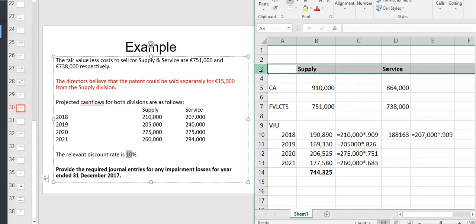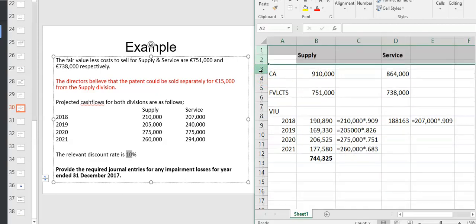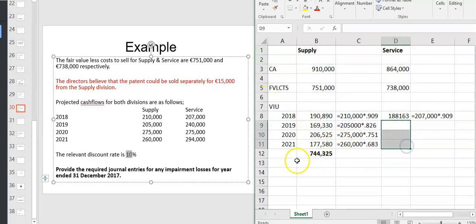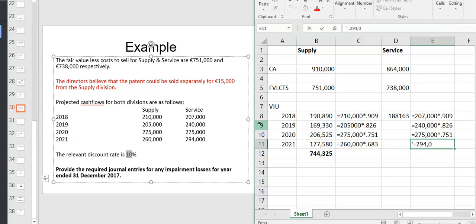Again, there's no point you just waiting and seeing, oh yeah, I could follow that. Get a blank piece of paper, see can you calculate the value in use now for service, and can you finish the question? Is there an impairment or not? So for service, we're assuming these cash flows are fine, so it's 240 times 0.826, the year 3 cash flow 275 times 0.751, and the last cash flow 294 times 0.683.